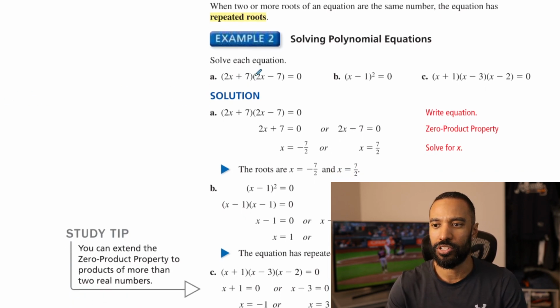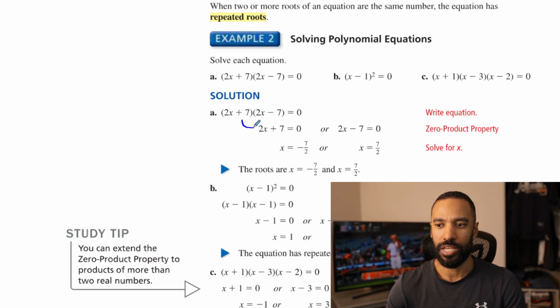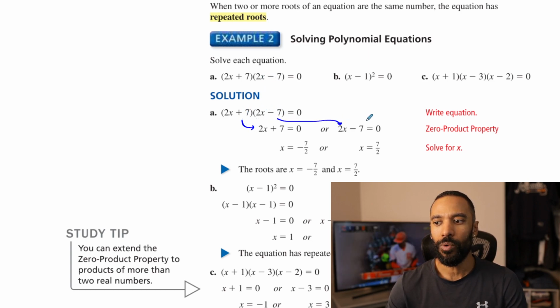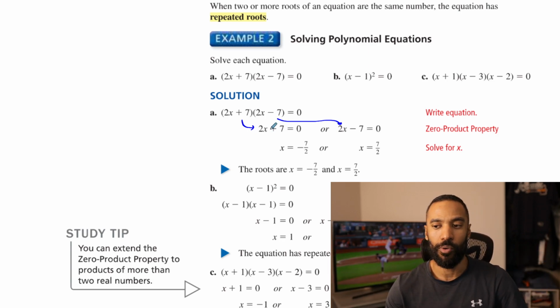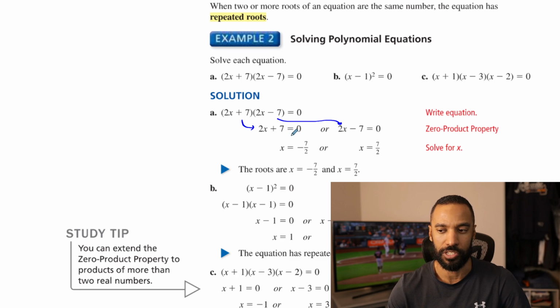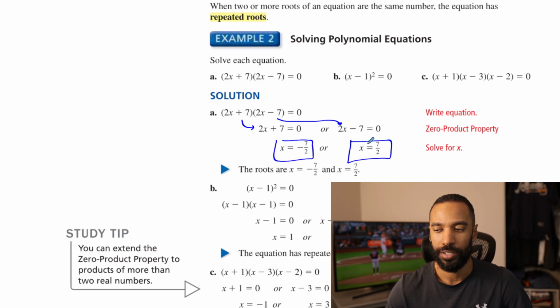But here are a couple more examples. 2x plus 7 times 2x minus 7 equals 0. Notice either one or the other equals 0. And we're creating two conditions. You're solving these parts separately. At this point, I'm going to subtract. It looks like they skipped a step. Subtract 7 from both sides and then divide both sides by 2. And here, we add 7 to both sides and divide both sides by 2. Now they're two separate equations that you solve separately, but they are showing the two different sets of solutions for your answer.